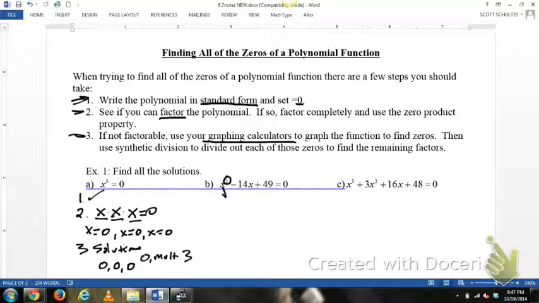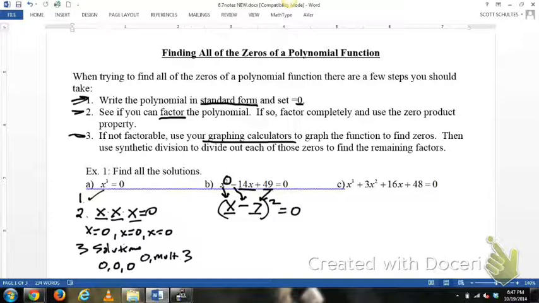I know the first term is a perfect square of x, and the last term, 49, is a perfect square of 7. And if I were to multiply x and 7 together and double that, I think I would get 14x, which matches the middle term. So this is actually a perfect square trinomial. The sign in the middle, because that's a negative, would make this negative. So this factors into just x minus 7 squared equal to 0.